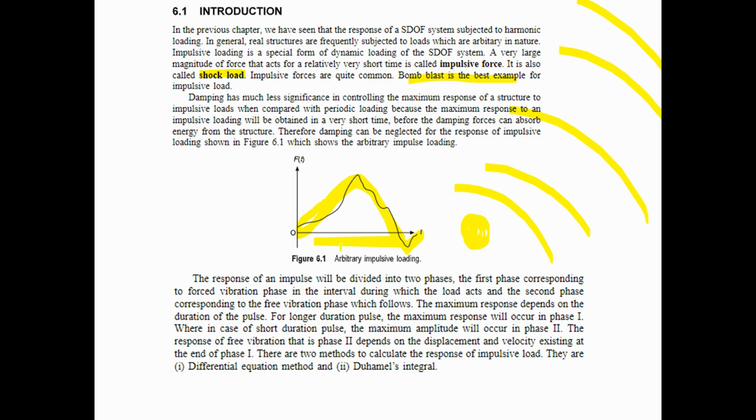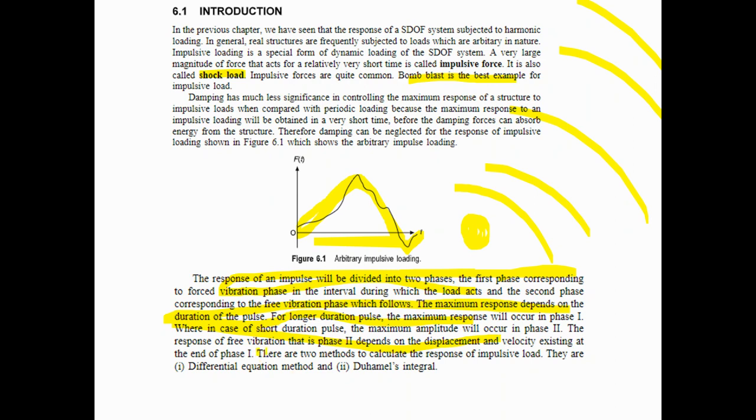In impulse loading, there are two phases. The first phase is the response with vibration during the time the load acts. The second phase follows it. In phase one, the maximum impulse load has a long duration. In phase two, the short duration occurs at the maximum magnitude.